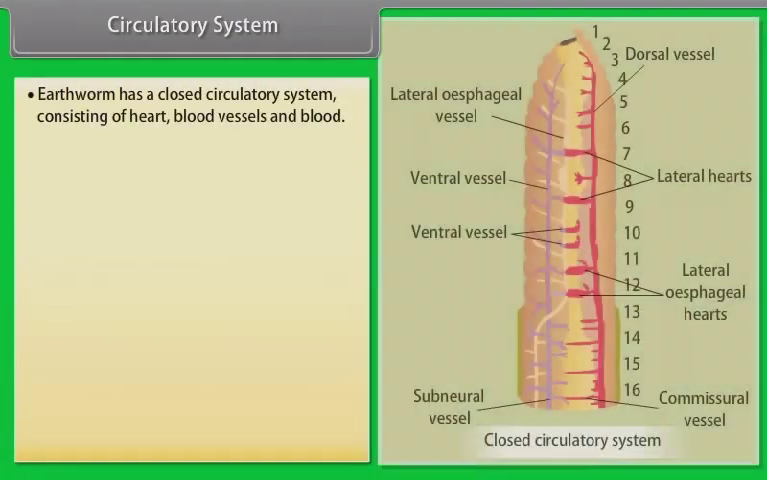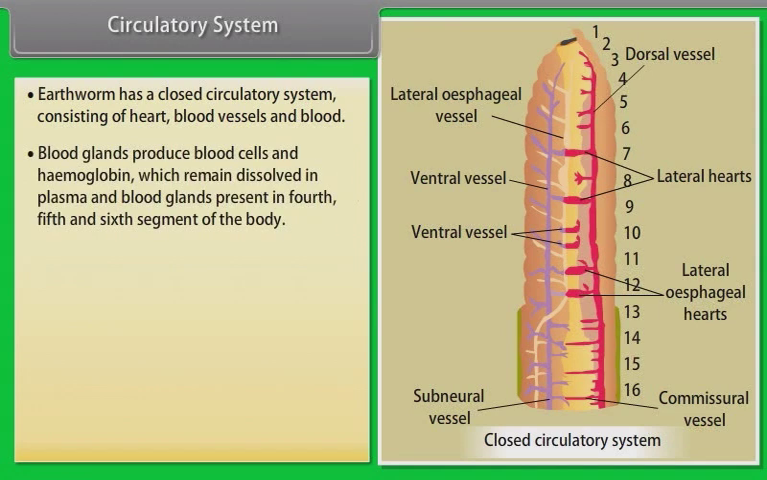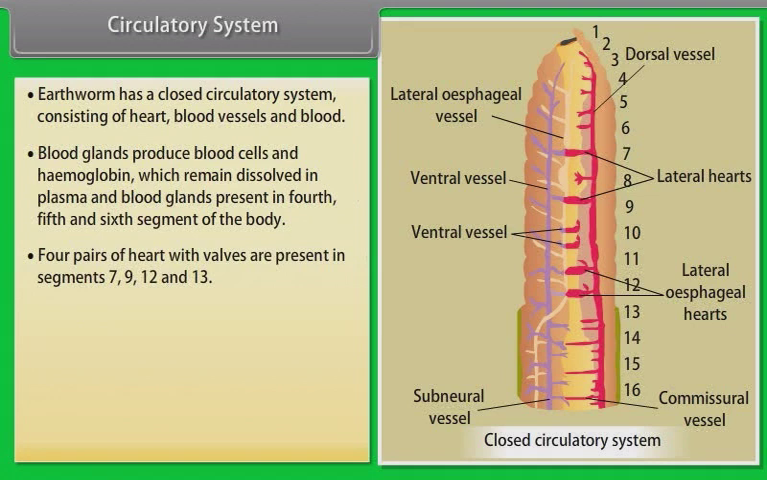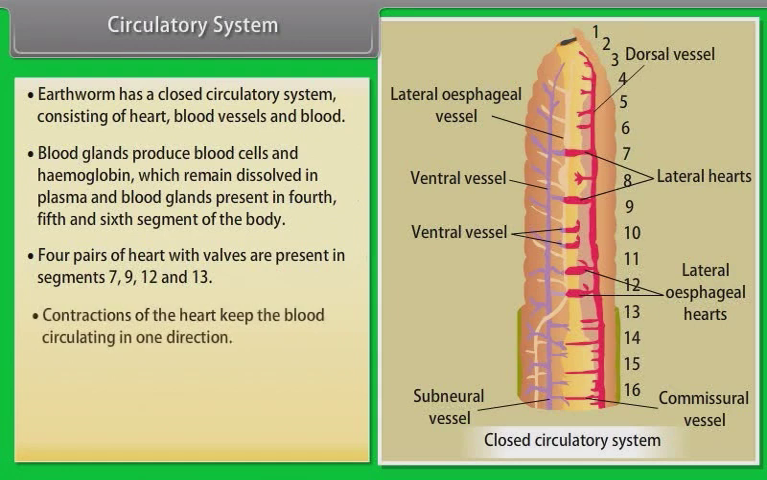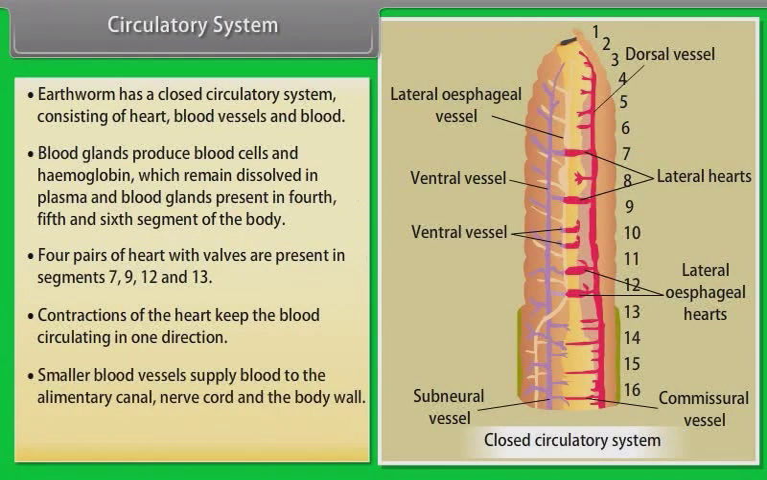Circulatory system. Earthworm has a closed circulatory system consisting of heart, blood vessels and blood. Blood glands produce blood cells and hemoglobin, which remain dissolved in plasma, and blood glands are present in the 4th, 5th and 6th segment of the body. 4 pairs of hearts with valves are present in segments 7, 9, 12 and 13. Contractions of the heart keep the blood circulating in one direction. Smaller blood vessels supply blood to the alimentary canal, nerve cord and the body wall. Blood cells are phagocytic in nature.